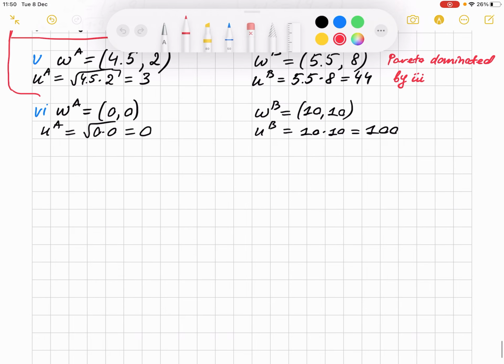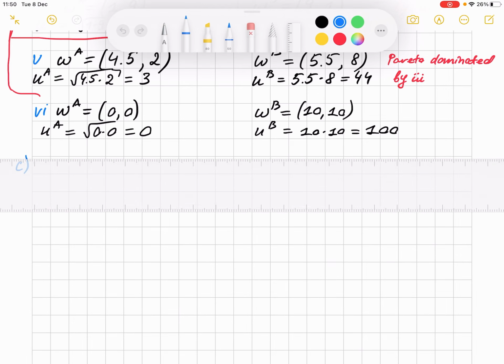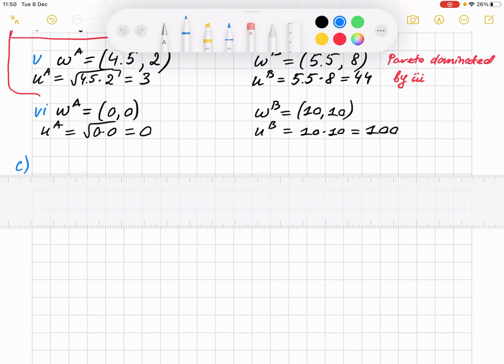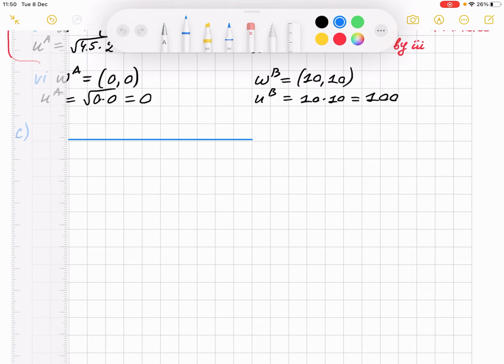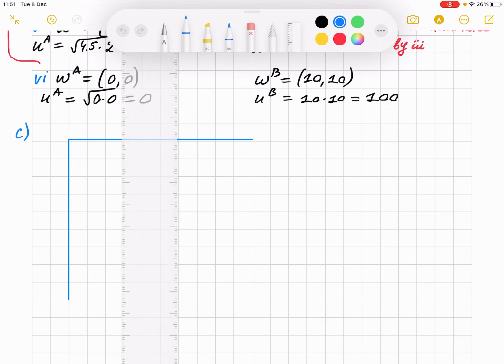Then we have point C, and here we have to represent these allocations in an Edgeworth box, and say which allocations belong to the Pareto set. So for this, I will have to draw the Edgeworth box. So the width is going to be 10 and the height will also be 10.